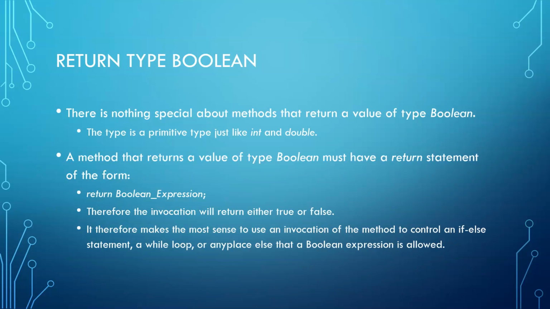Now, a method that returns a value of type Boolean must have a return statement of the form return and then the Boolean expression. Therefore, the invocation is typically going to return either true or false. It therefore makes the most sense to use an invocation of the method to control things like an if-else statement, a while loop, or anything else where a Boolean expression is allowed.